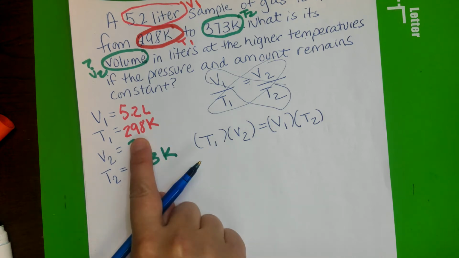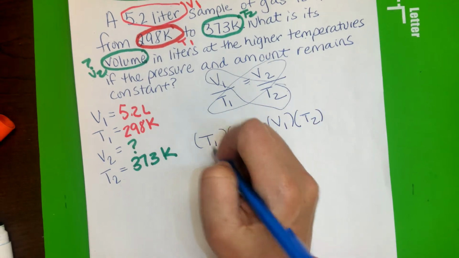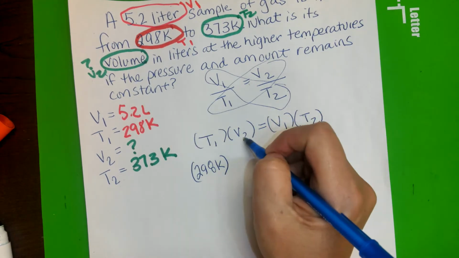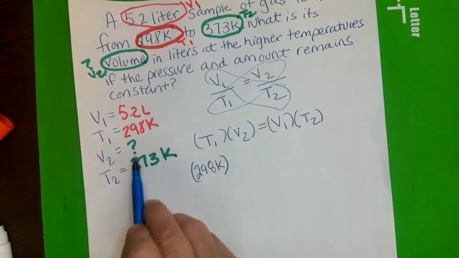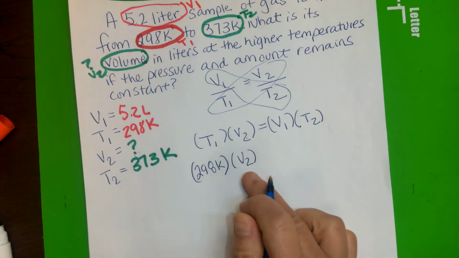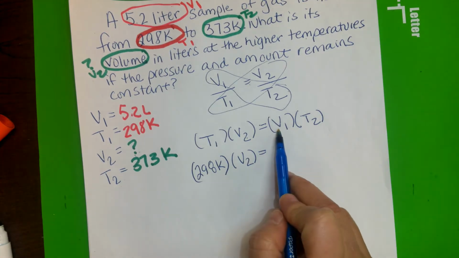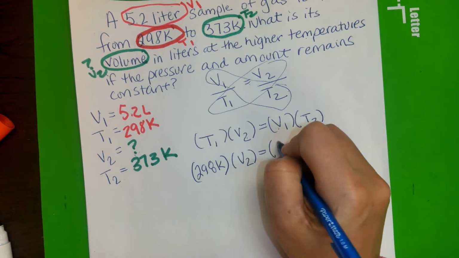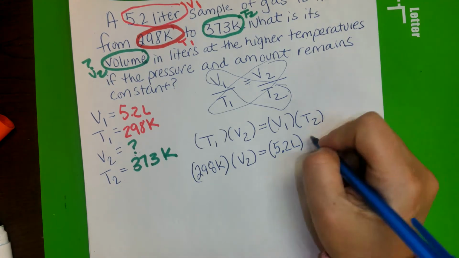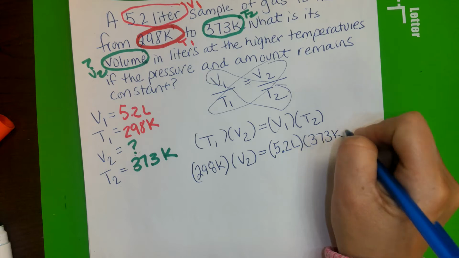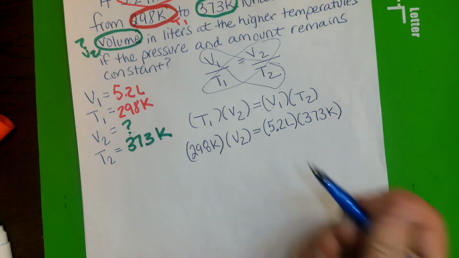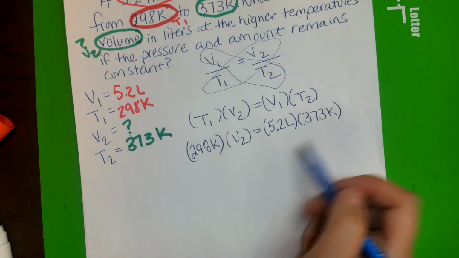So T1 would be 298 Kelvin. And then you multiply by volume 2. Now volume 2 doesn't have a number, so we're trying to find that one. So we're just going to keep the letter, the symbol of it. Okay, so V1 would be 5.2 liters, and T2 would be 373 Kelvin. Once you have it set up, it's really easy to go ahead and move them around.